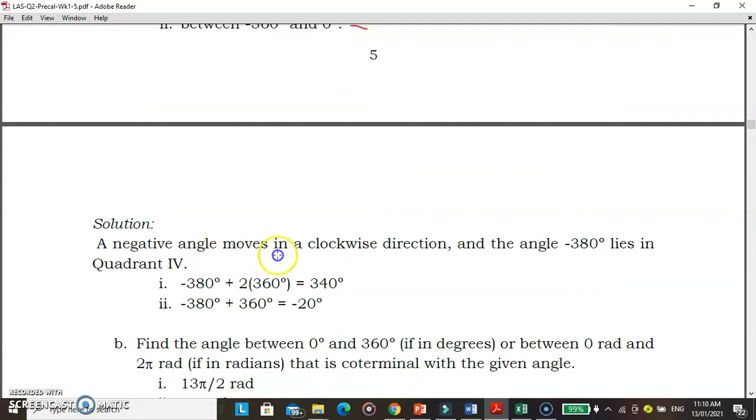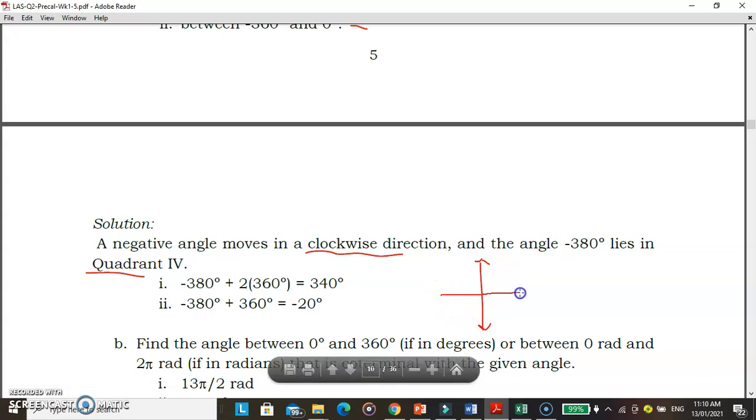Since that is a negative angle, it moves in a clockwise direction, and the angle negative 380 degrees lies in quadrant 4. Makita nato siya sa quadrant 4. Much better if ato siyang i-illustrate aron masabtan. Since it is 380 degrees, lapas lang siya og gamay sa 360. Since it is clockwise, so atong illustrate, this is 360, tapos lapas lang siya gamay og 20. So this is now our negative 380 degrees. So ikapila man siya nagtuyok, isa lang siya, no?